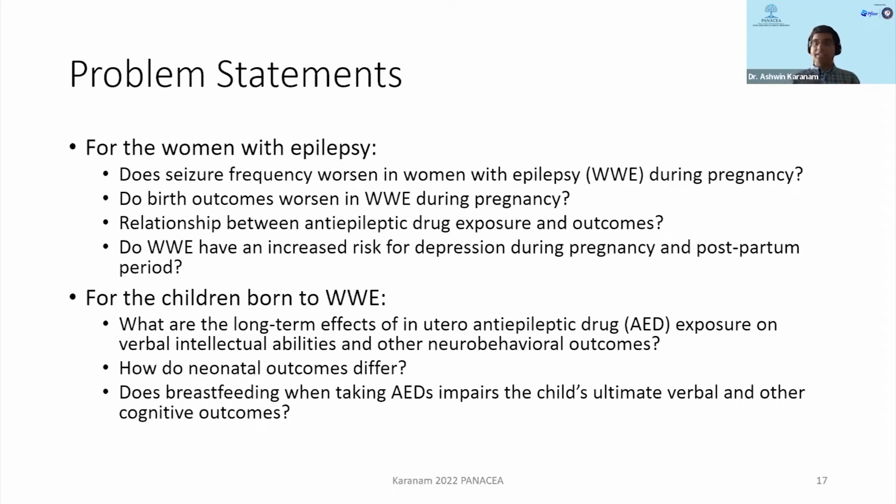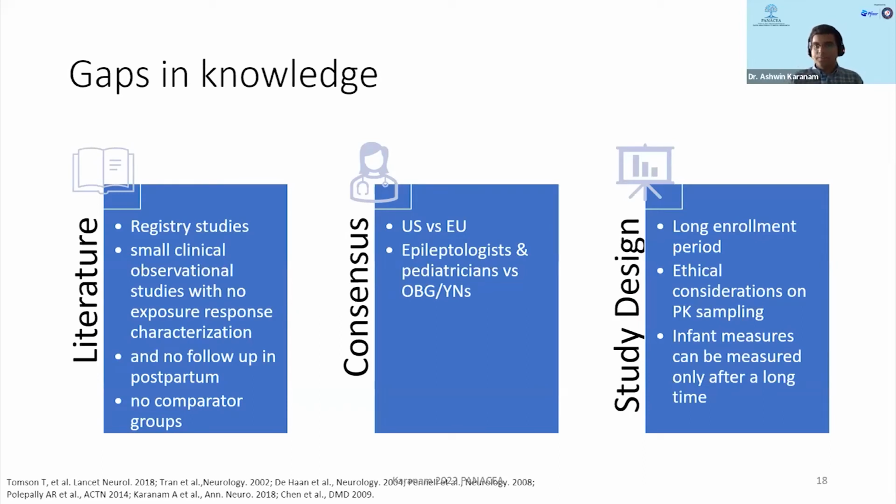Now, each of these questions is standalone. There can be a single trial for each of these questions. And mind you, there are small studies that have been done to answer these questions, but that's it. They're small. So what are the gaps in knowledge? There are registry studies that show that some anti-epileptic drugs have led to major congenital malformations, and are probably teratogenic as well. But they are registry studies. They don't give you information that they've not collected.